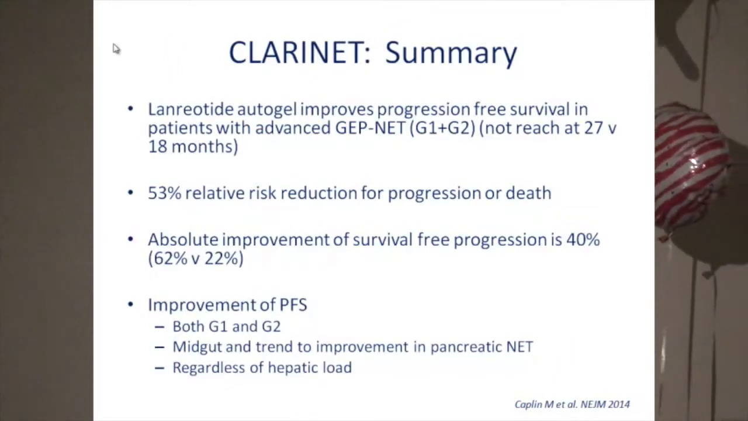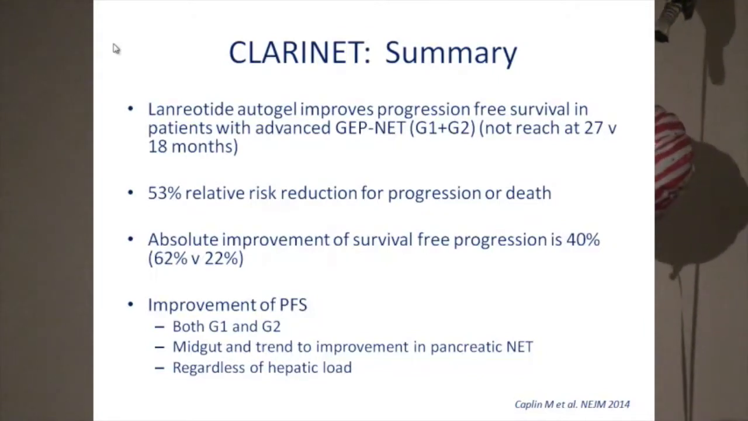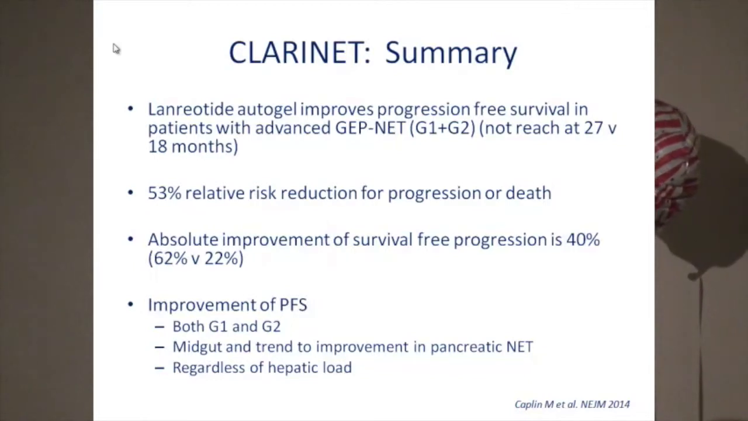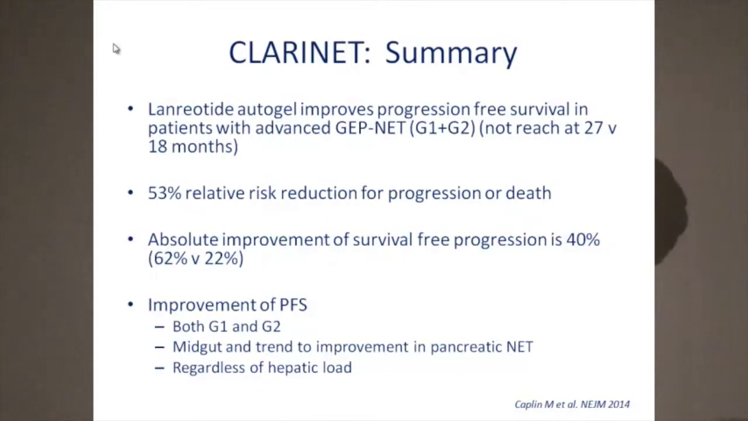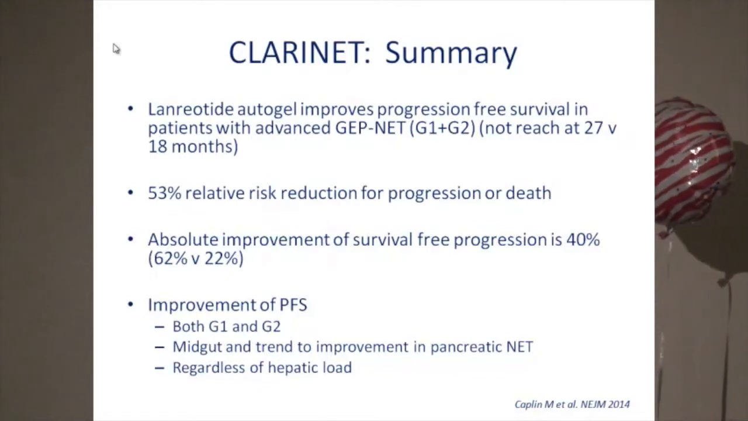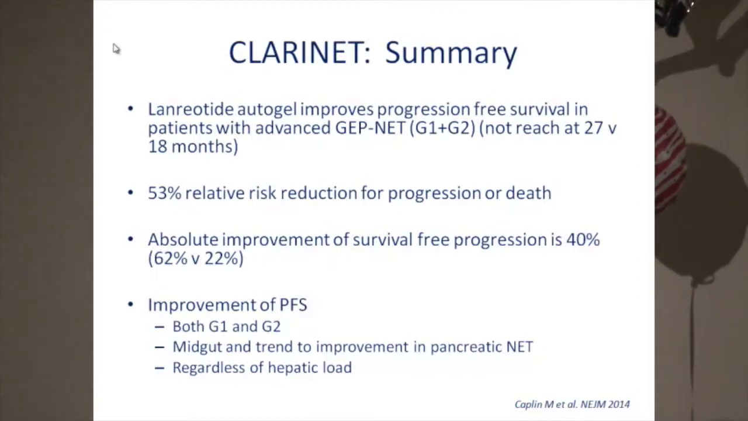You all know that by this time, but it is in patients that have advanced gastrointestinal, entero-pancreatic neuroendocrine tumor, grade 1 and 2, and they differ between 18 months versus 26 months. Actually, it's not reached at 26 months, so potentially it's a lot longer. It is a 53% relative risk reduction for progression or death, and an absolute improvement, as I said, is 40%. The improvement in PFS is in both G1 and G2, midgut and pancreatic neuroendocrine tumor, and regardless of hepatic load.